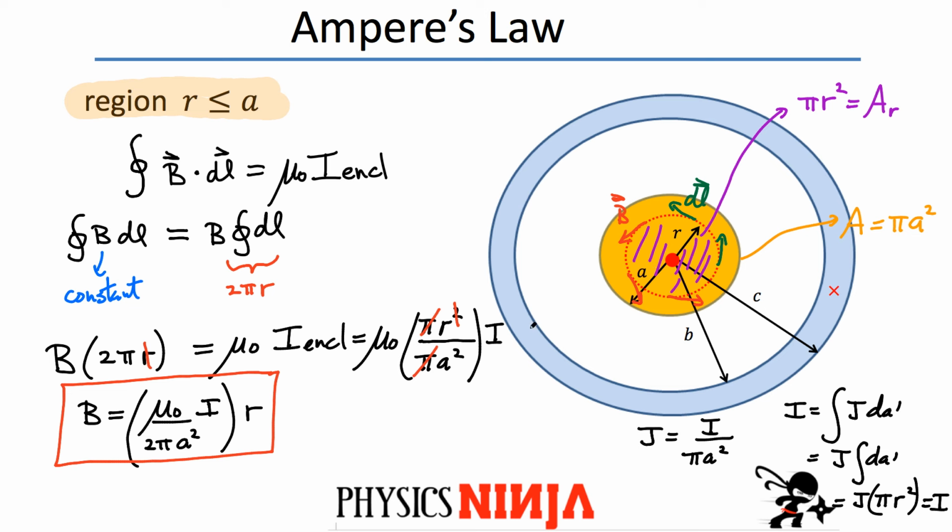This is the expression for the magnetic field. So it's always good to take a couple limits. What happens if r equals 0? Well, you substitute r equals 0 in here, and what do you get? You get that B has to be equal to 0.